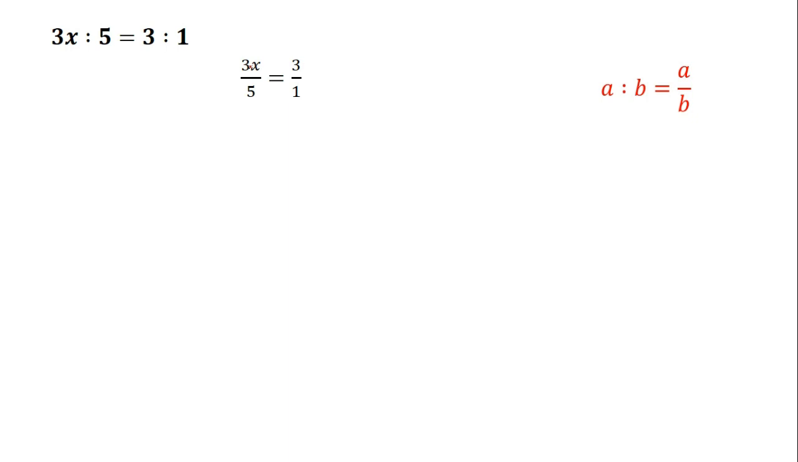We have one fraction on the left hand side and another one on the right hand side. So the numerator on the left hand side, which is 3x, will multiply the denominator on the right hand side, which is 1. And then the numerator on the right hand side, which is 3, will multiply the denominator on the left hand side, which is 5. So you will have 3x times 1 is equal to 5 times 3.